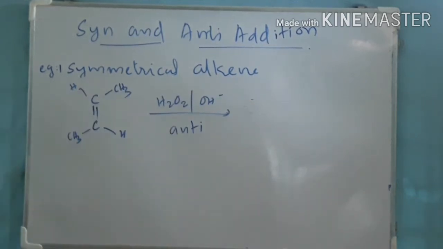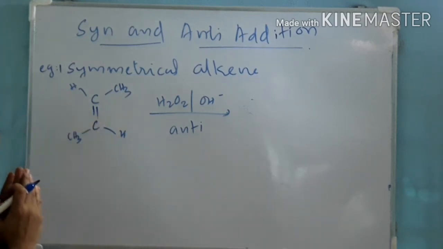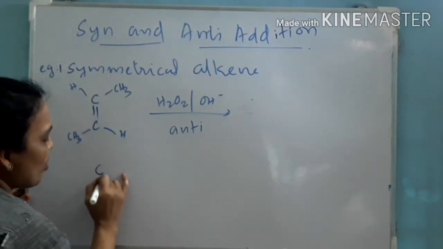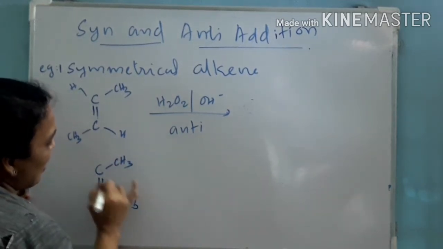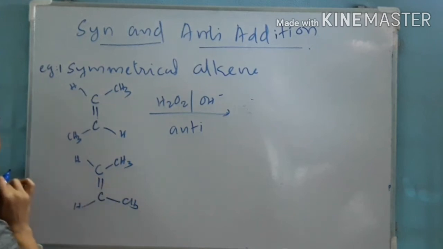Got it? Look here, we have a trans compound undergoing anti-addition. That we already did in the cis isomer. Similarly, the trans isomer changes into cis isomer. Before doing anti-addition, let us turn this trans isomer to cis isomer. What we have? CH3, CH3, H, H. That is the cis isomer of this one.